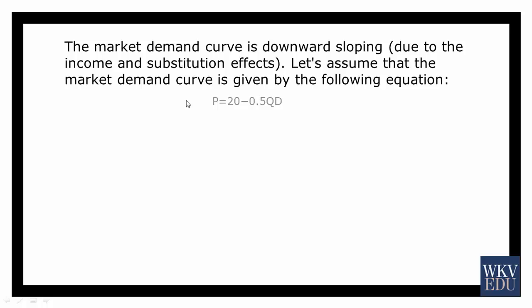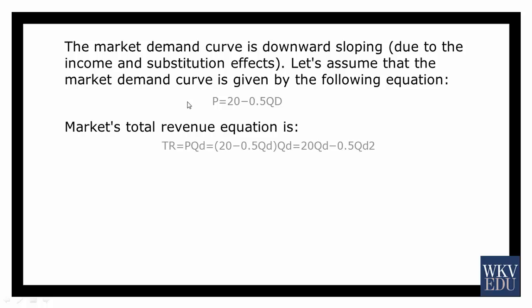Obviously, if you've gone through the appendix videos of demand, the demand curve equation is price equals something plus or minus a coefficient times quantity. We all know total revenue equals price times quantity, and therefore the market total revenue equation is price times quantity, which is 20 minus 0.5 QD, which was the price, into the quantity demanded, and then the basic algebra takes place.